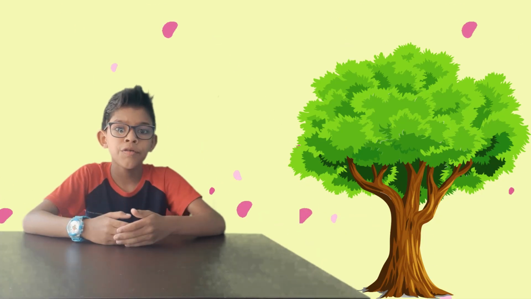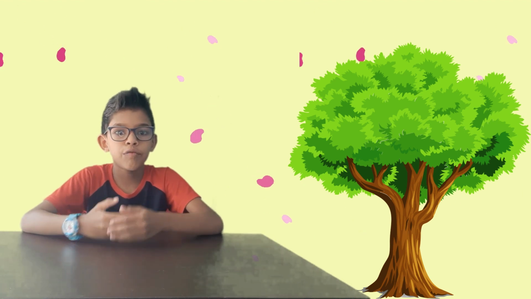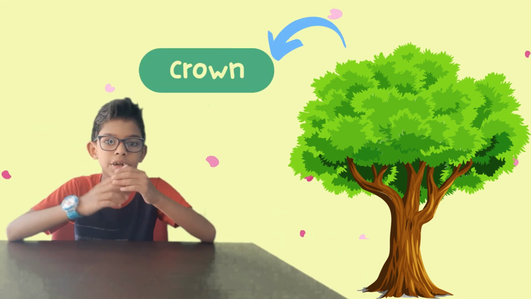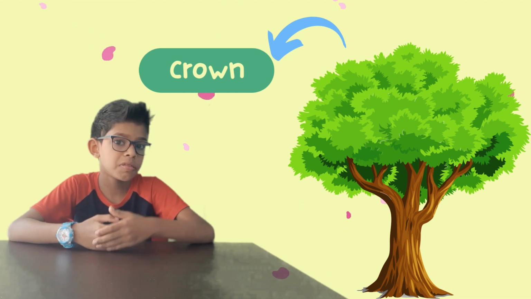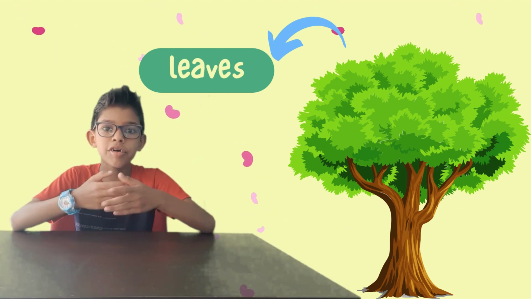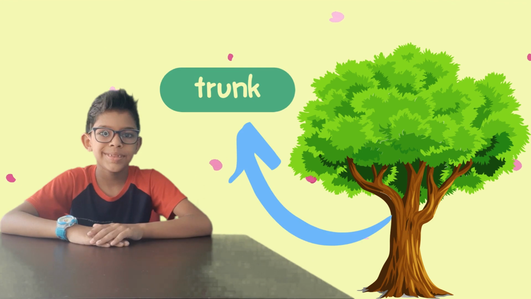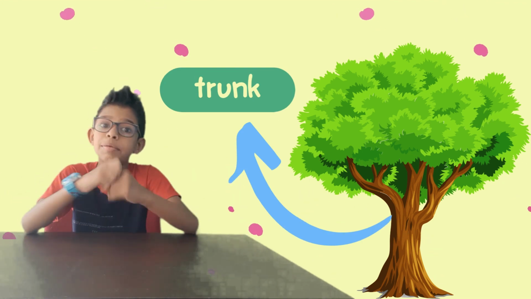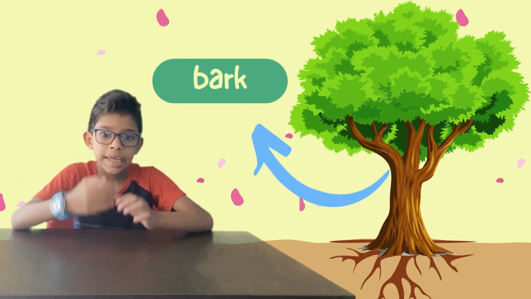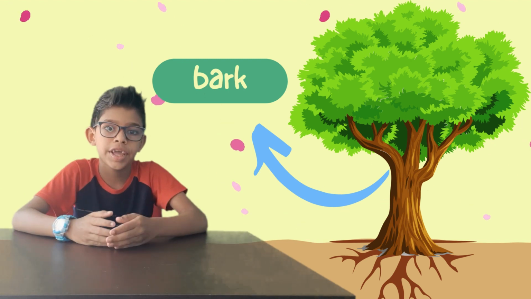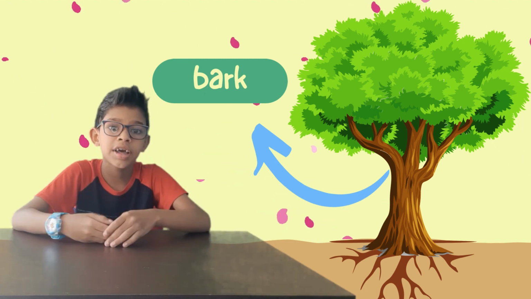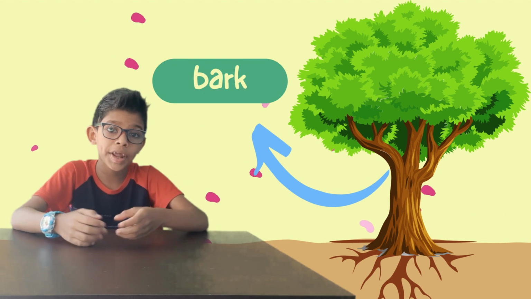Trees are tall, woody plants that can live for hundreds of years. The top of the tree is called the crown. Leaves grow on the branches. The strong trunk supports the branches. The bark is the shell of a tree. It protects the trunk and branches from cold and damage.